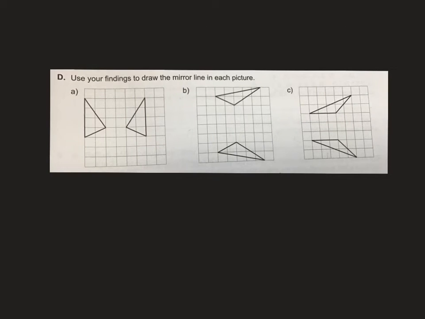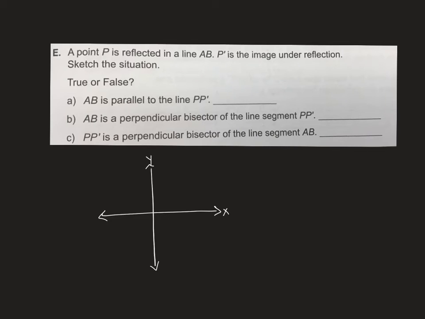Question D asks you to use your findings to draw the mirror line in each picture. So you should have found that the mirror line has to be halfway between the two shapes. So you look at where the points reflect and draw a line halfway in between for each of them. Question E is going to give you a scenario that you have to sketch out. So a point P, so you could choose wherever you want that to be, I'll mark one here, is reflected in a line AB. So you just get to decide any line.